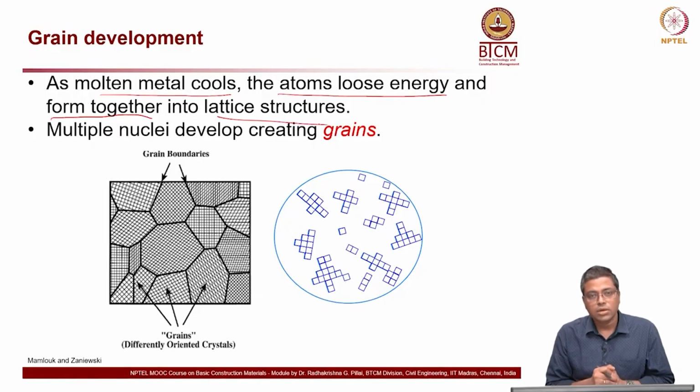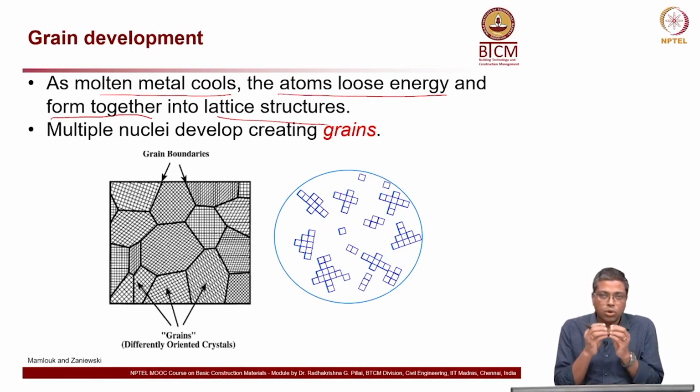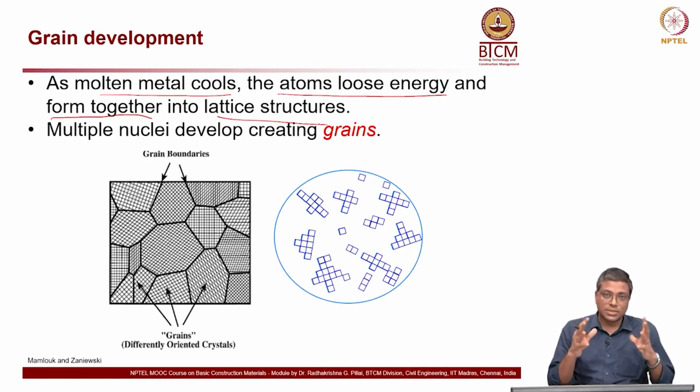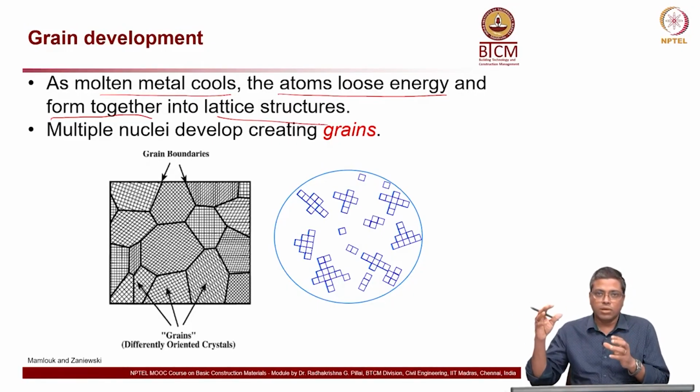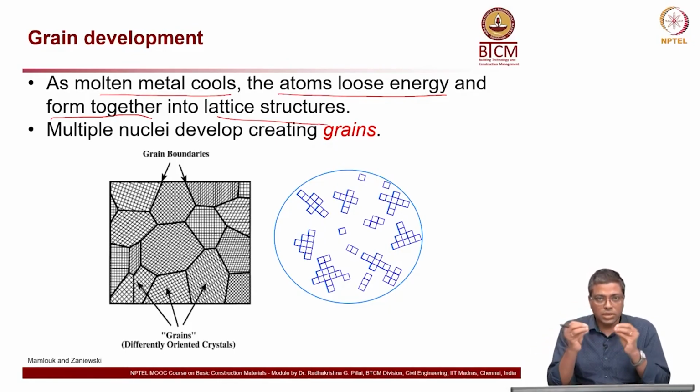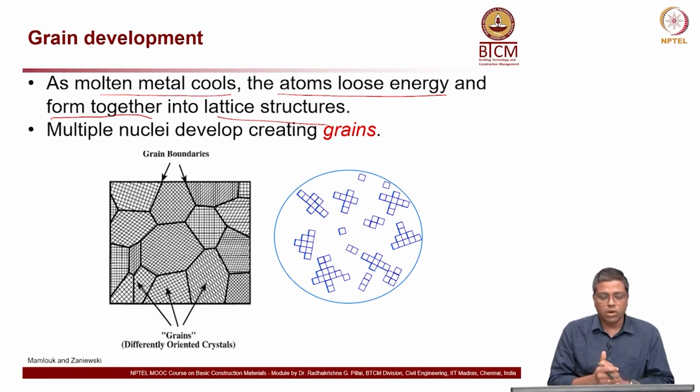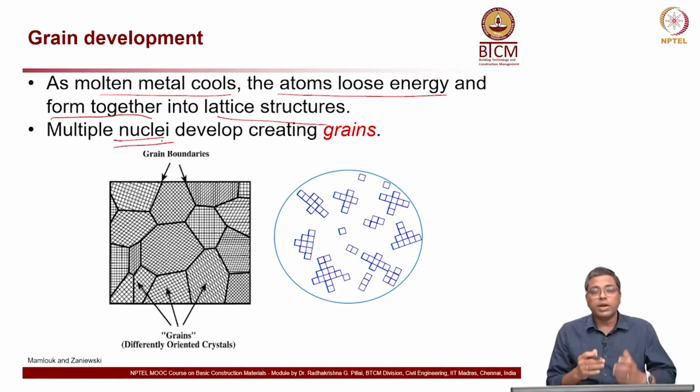Okay, so they come together into lattice structures. Now, when this happens, this coming closer to each other and forming the crystals happens at different points in the 3D space of the molten material. It is not that it happens starting from the surface and going into the depth. It happens at different points inside the material itself, depending on the temperature at that particular point within the 3D volume, and the crystal starts forming. The point where they start forming, we call them nuclei, or nucleation points.